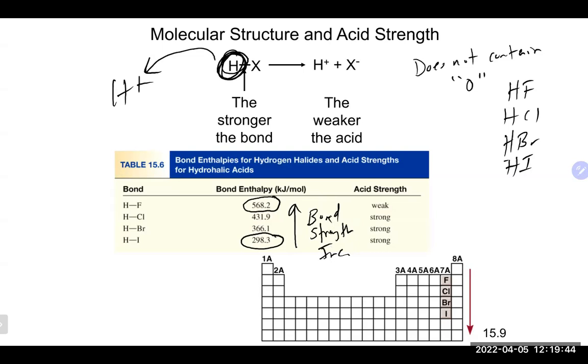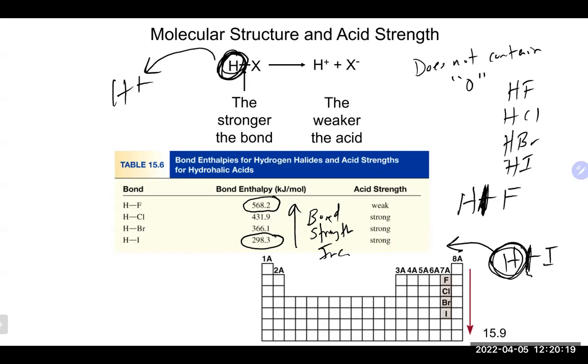So why does that make HF a weaker acid than HI? It is because if you want to break this bond to release that hydrogen, you have to put in 568 kilojoules per mole, as opposed to if you want to break this one, you only need about 298. So it's much easier to break the bond here, which means it's able to release the H plus a lot easier. That is why HI is a stronger acid than HF, because it takes a lot more energy to get that hydrogen off.